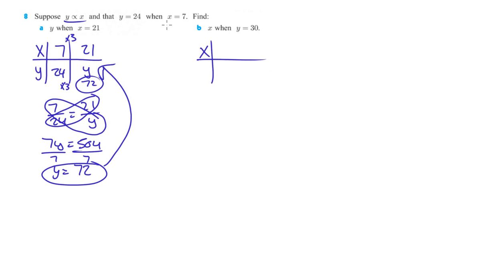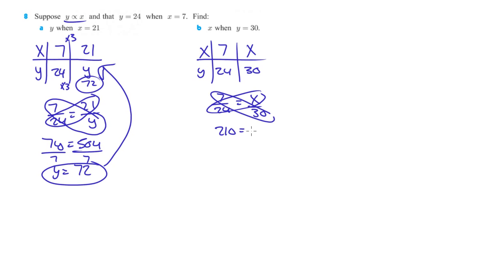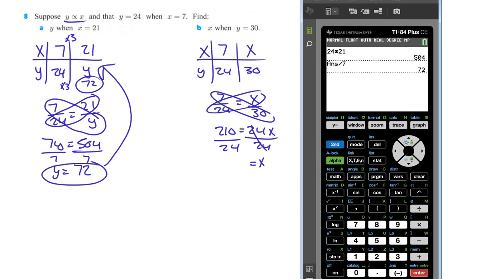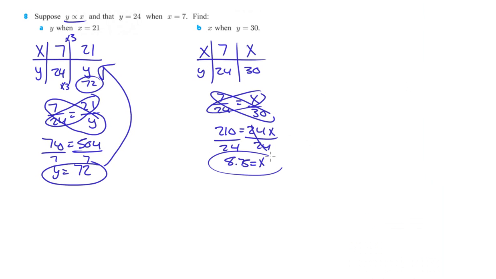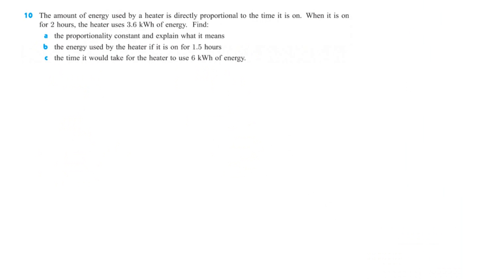We still have x is 7 when y is 24. Find x when y is 30. Okay? So, 7 over 24 equals x over 30. Cross products. 7 times 30 is 210 equals 24x. Divide both sides by 24. And we will get that x equals something. 210 divided by 24 gives us 8.75 for our x.